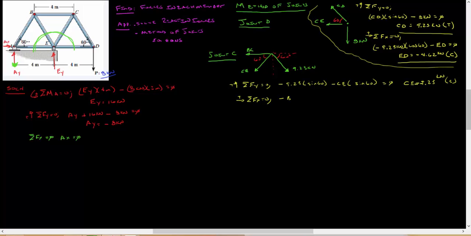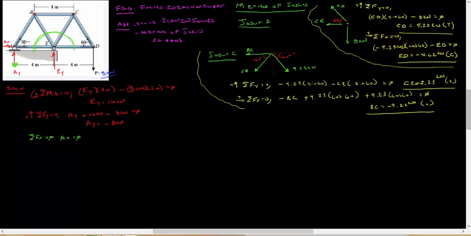If I sum my forces in the x now, I'm going to get negative BC plus 9.23 times the cosine of 60 plus 9.23 times the cosine of 60 is all equal to 0. So we could say BC, after plugging that into my calculator, is 9.23 kilonewtons. That also came out negative, so which would be in compression. Kind of makes sense.